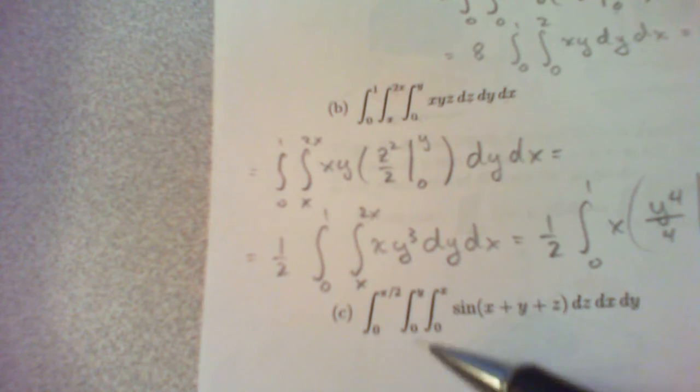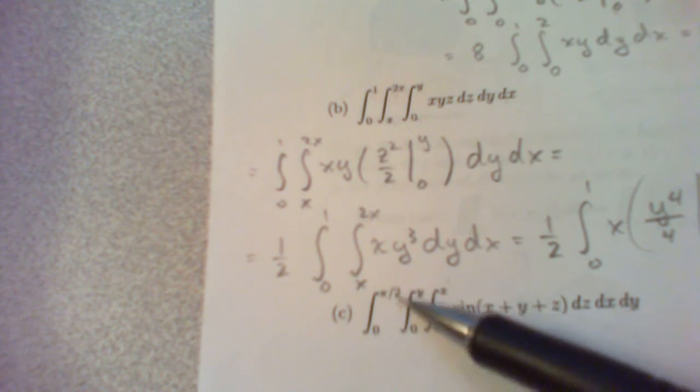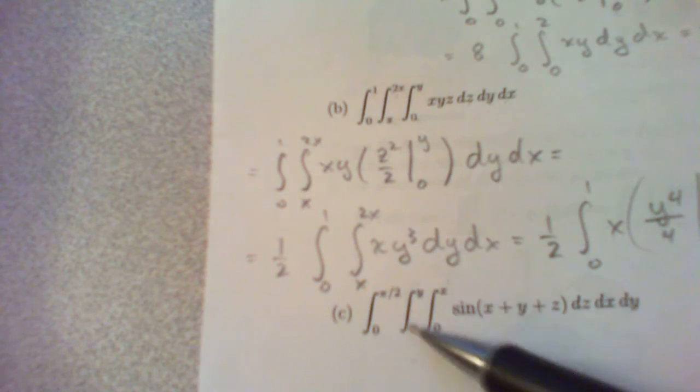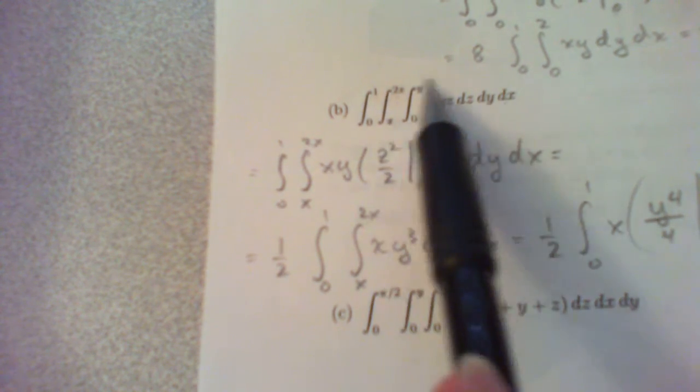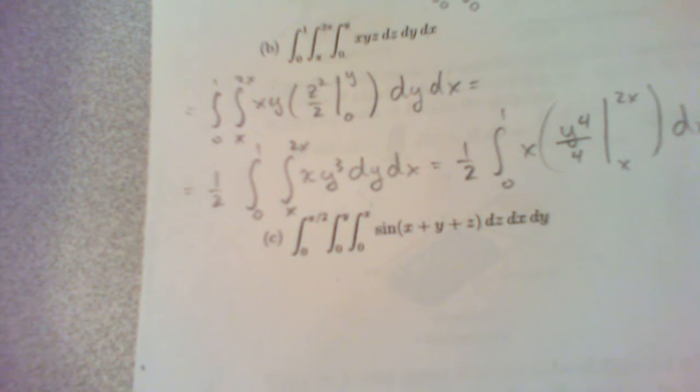So it usually works that you have the functions here, and on the very last one it's going to be numbers. You can't have the last one having any kind of functions on it. The inner two are the ones that have the functions as limits of integration. Okay, so that's just something to note when you're learning how to set these things up.